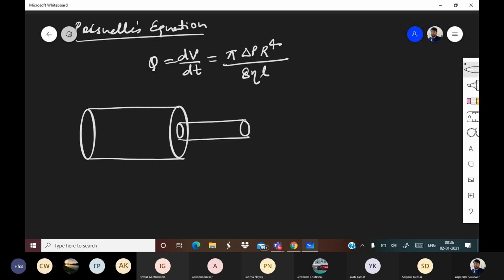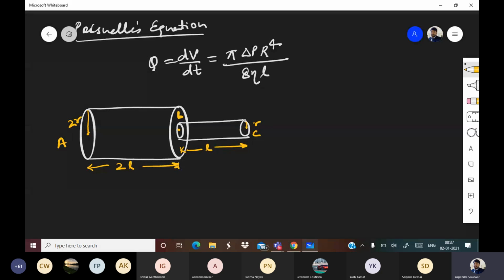So here, this is 12. This is L. This is small r. This is 2r. Okay. And some liquid is flowing in this. Let me call this point as A, this point as B, and this point as C.